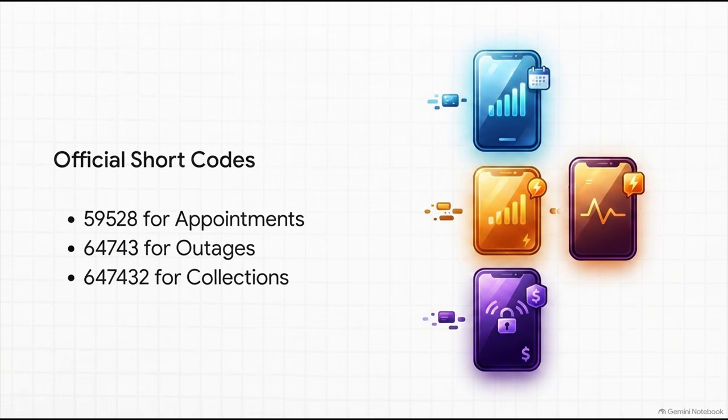And the exact same caution applies to text messages. Scammers love sending phishing texts to steal your info. You can quickly identify a legitimate text message from National Grid by checking the short code it comes from. Official texts about appointments will always come from 59528. Outage updates come from 64743, and collection notices from 647432. If you get a text demanding account info from some random 10-digit phone number, just ignore it and delete it.